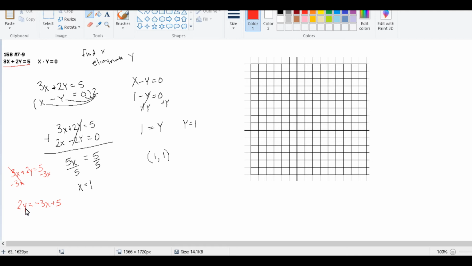Okay, we want y by itself, so we have to divide everything by 2. And I mean everything, so don't forget this last one either. The 2 divided by 2 makes a 1 in front of the y, so now we just have y by itself. This does not divide evenly, so negative 3 halves times x. And this one doesn't divide evenly either, so we're going to leave it as a fraction, 5 halves.